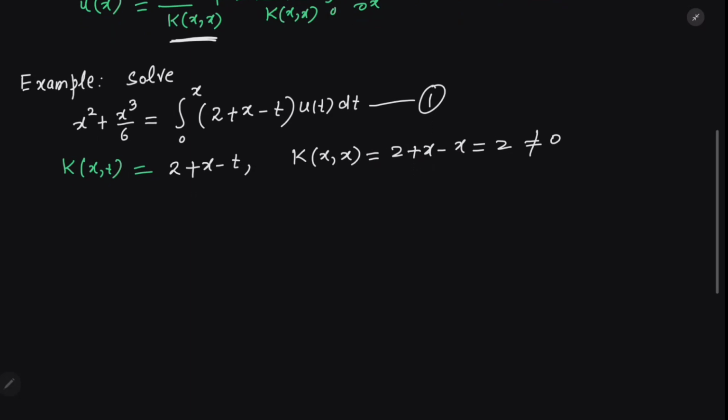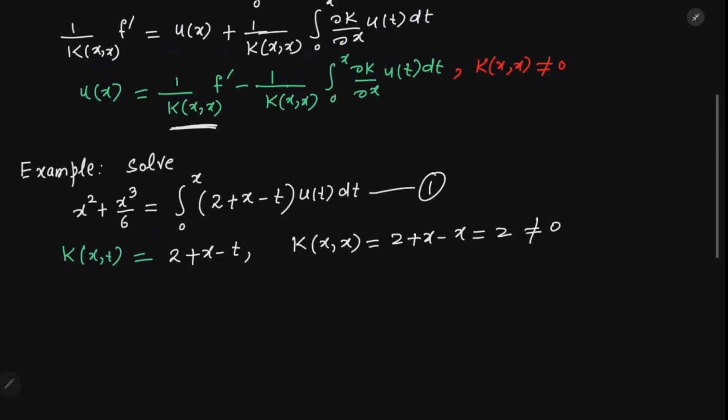Okay. So what was the procedure? The procedure: either you can use this formula or just differentiate equation 1. So we first identify f of x. I just want to use this formula since it is a bit easier. f of x is x square plus x cube by 6. This is our function. We take a derivative.